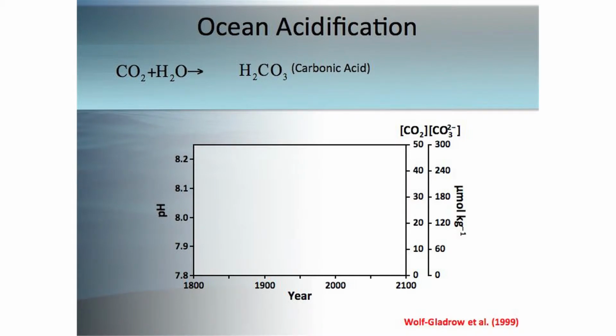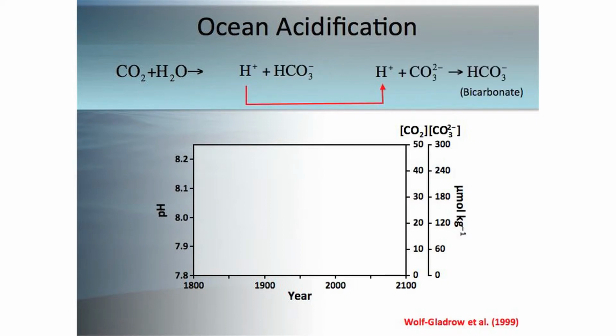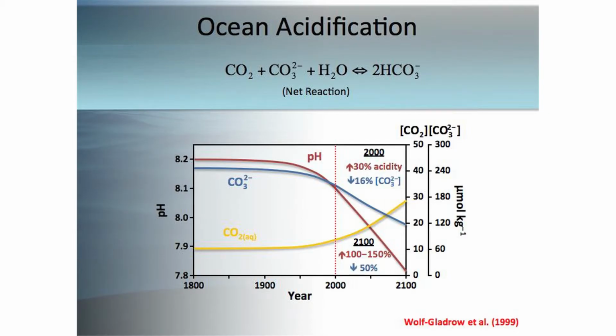CO2 reacts with water to form carbonic acid. This is the same thing that's in your pop. When you're drinking pop, that's the CO2 you're looking at. It releases a hydrogen ion, and this gives us our acidity. Most of that hydrogen ion reacts with carbonate to produce bicarbonate, which means we're reducing the carbonate ion. The acidity is going up and the carbonate is going down. And so the net reaction is CO2 plus carbonate forming bicarbonate.